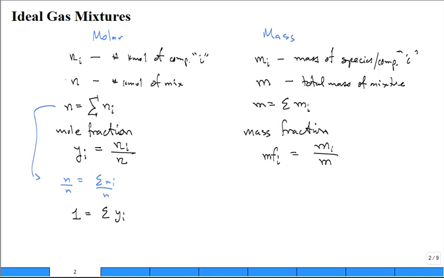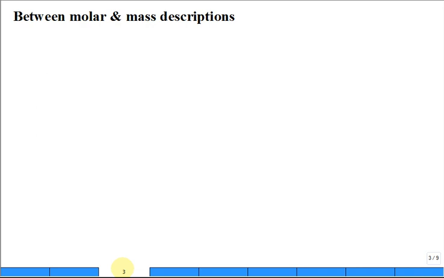Well, you can do the same thing. Start from this equation, m is equal to the sum of m sub i's, divide both sides by m. That seems ridiculous on the left, but on the right, it goes inside the summation, and you're left with 1 equal to the sum of mf sub i's. So the sum of the mass fractions must equal unity, 100%.